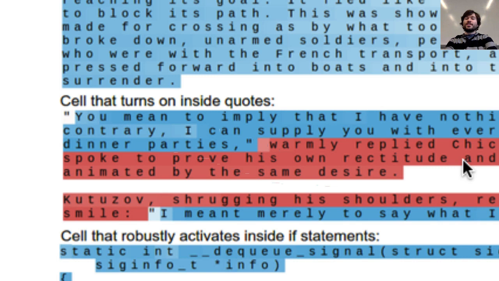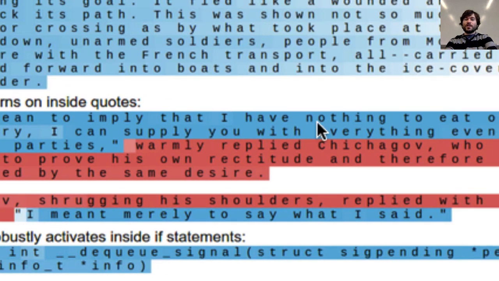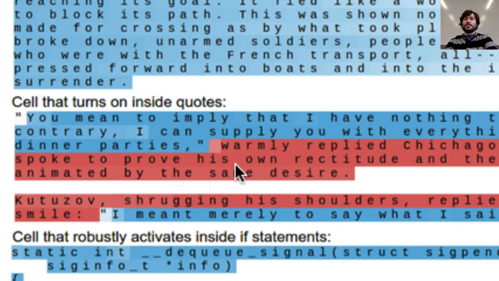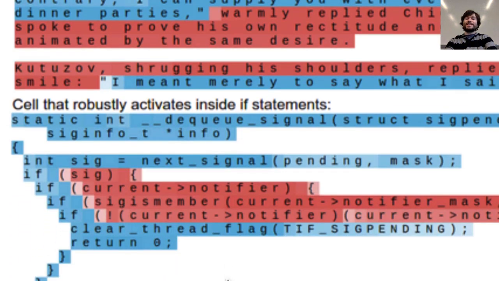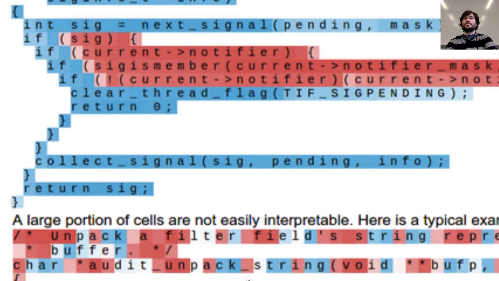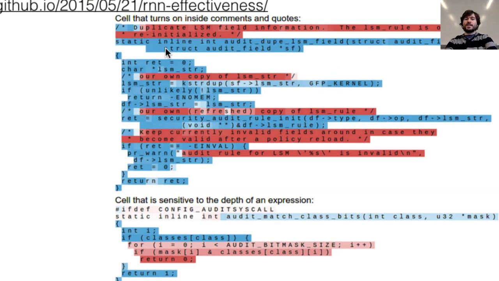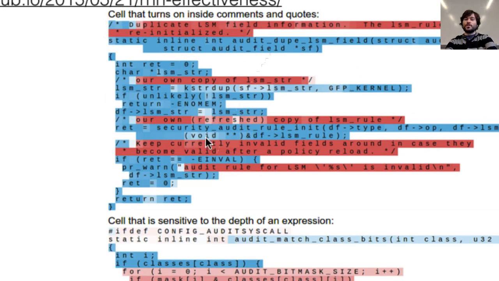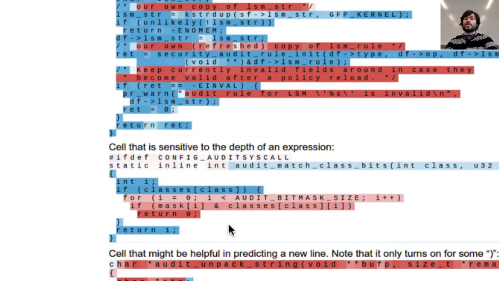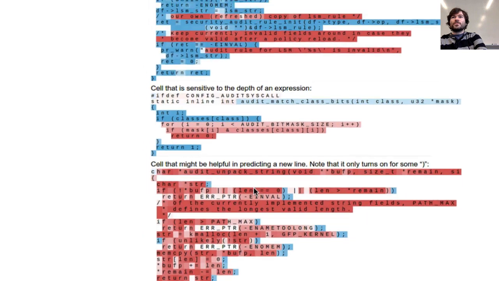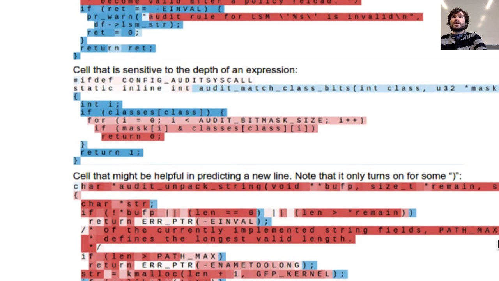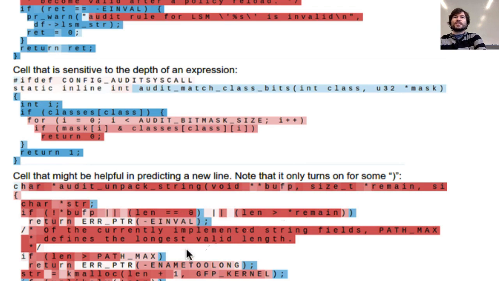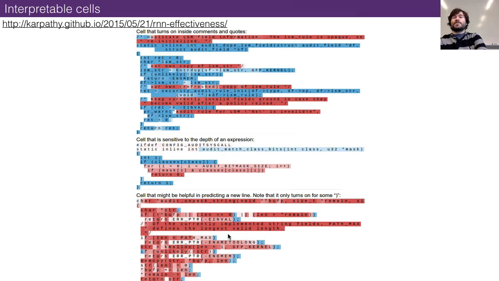Another cell turns on inside quotes. So you get quotes, and the cell is on inside the quotes, and then goes off immediately outside of the quote. There are cells that activate inside if statements, if it's trained on code. Here's another one: cells that turn on inside of comments in code. A cell that is sensitive to the depth of an expression. Oh, that's cool. So you have a nested if statement, and it keeps track of how deep into the statement you are, and so on. Here's a cell that might be helpful in predicting a new line. Note that it turns on only for some of the parentheses. That's really cool.